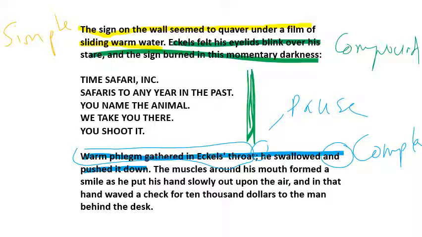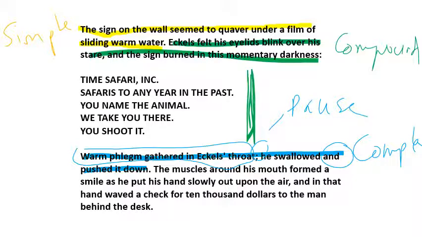"The muscles around his mouth formed a smile as he put his hand slowly out upon the air, and in that hand waved a check for $10,000 to the man behind the desk." So with this sentence, you can see that it's much longer than the previous ones. "The muscles around his mouth formed a smile as he put his hand slowly out upon the air."